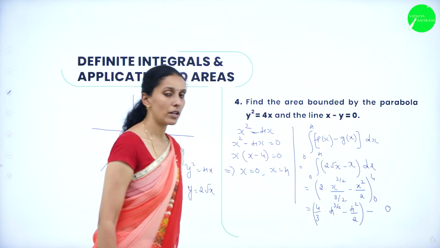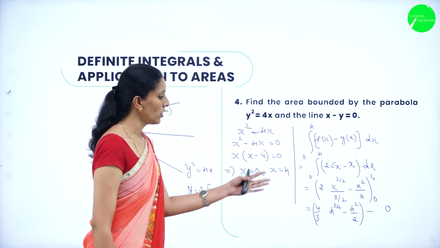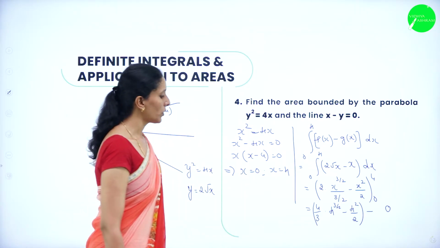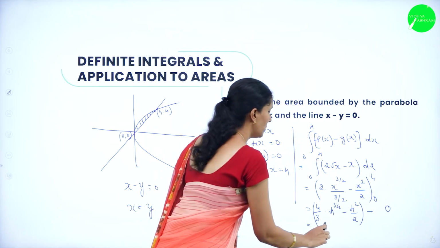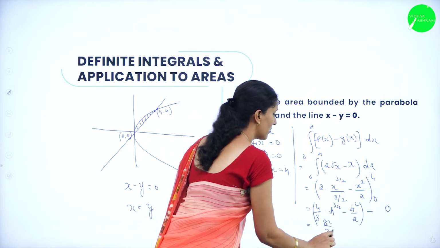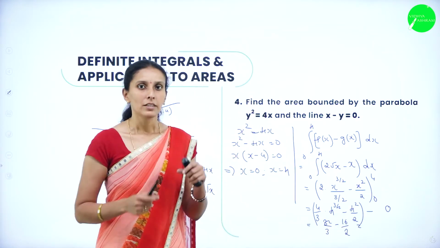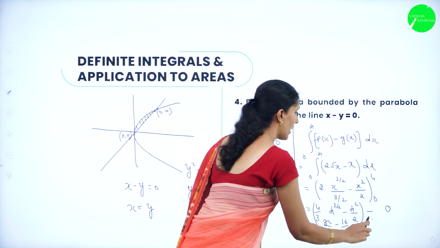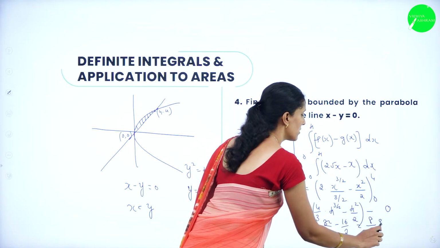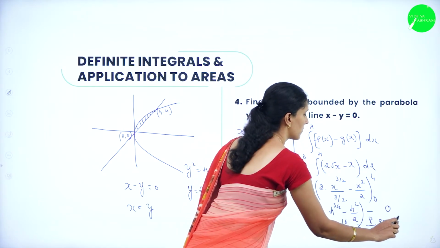So 4 to the power 3 by 2 is nothing but again 2 cube. So the value will be equal to 32 divided by 3 minus 16 by 2. When you solve this, the value will be equal to 8 divided by 3 square units.